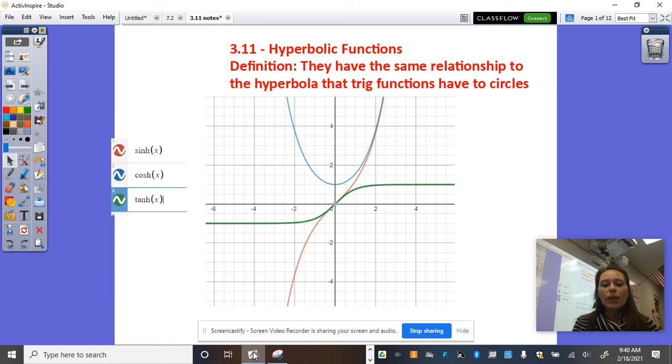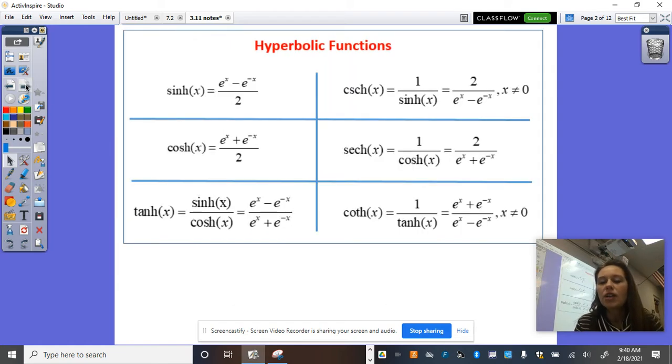Hopefully I am. But a good definition of this, and if you want to write this in your notes, you can. I have your notes saved for you in Schoology. They kind of have the same relationship to a hyperbola that the trig functions have to circles. This might sound really difficult, but you're going to see when we work through this lesson, it really is not very difficult. So here are all the functions.